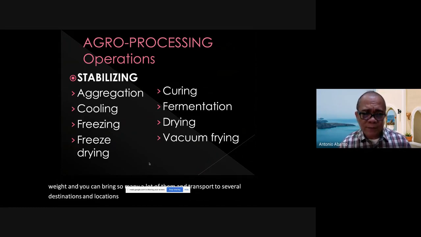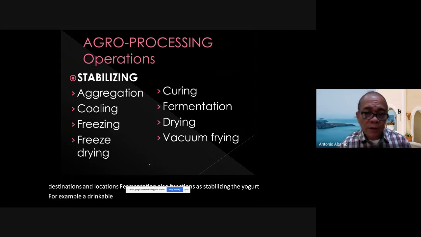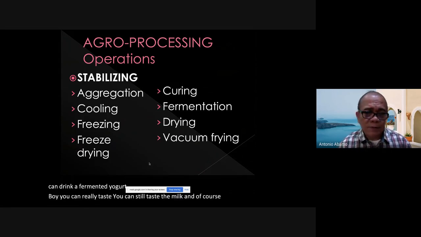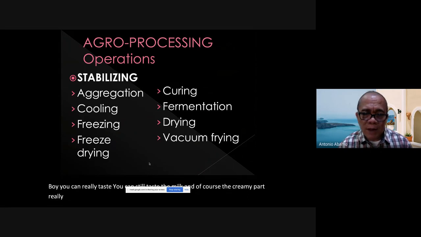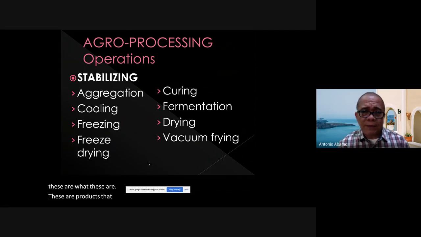Fermentation also functions as stabilizing the yogurt, for example, a drinkable yogurt. That's a product of fermentation. When you drink a well-fermented yogurt, boy, you can still taste the milk and, of course, the creamy part really gives more aroma and also more flavor and nutrient to the customers. Of course, vacuum freeze drying, vacuum frying, etc. These are products that are being made stable in the market.